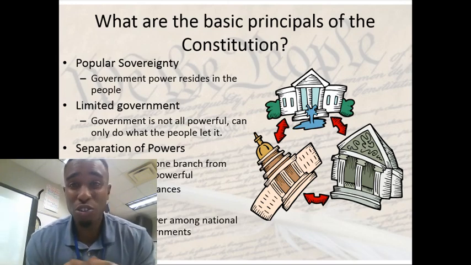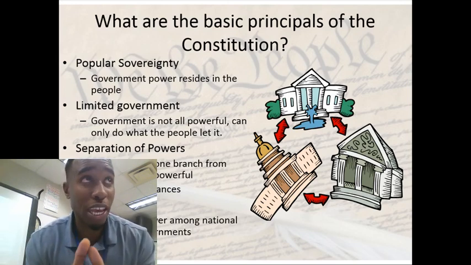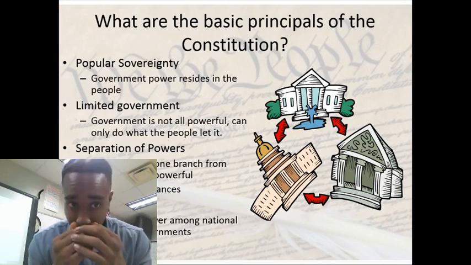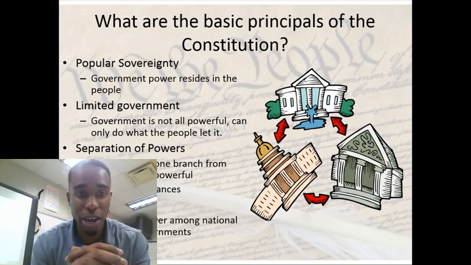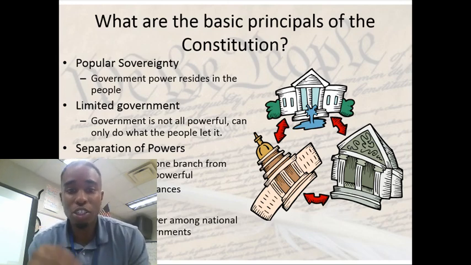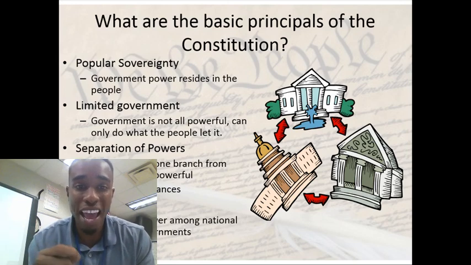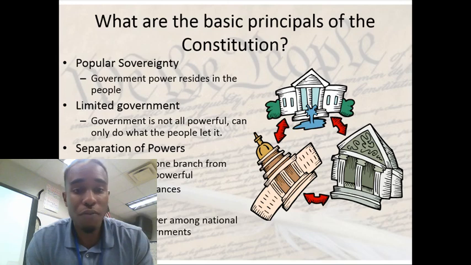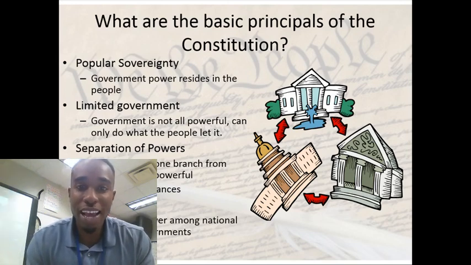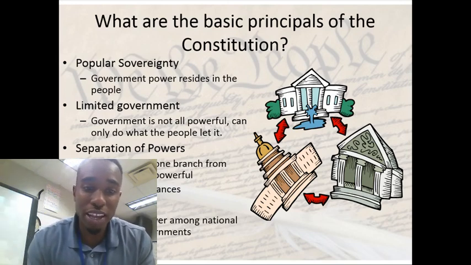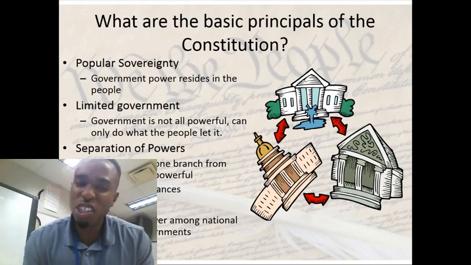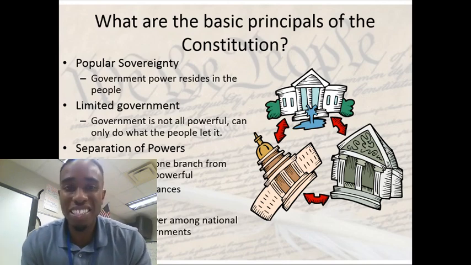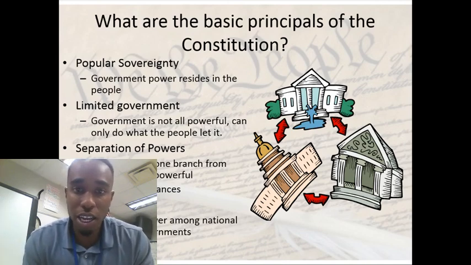Popular sovereignty deals with the power residing in the people's hands. "We the people," the first statement of the Constitution, identifies that the people have the majority of the power. Limited government deals with certain limitations on the federal government so that they don't have all of the power. Separation of powers focuses on the actual jobs that the federal government has, what they can do. It also includes checks and balances, but checks and balances is also a separate principle as well. Federalism is the division of government at the federal, state, and local levels.